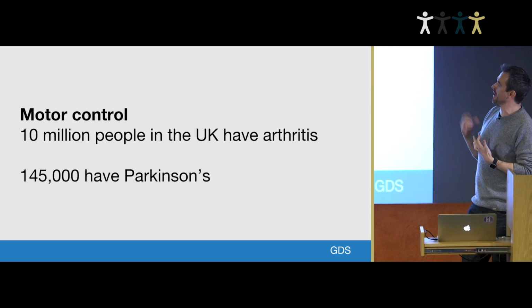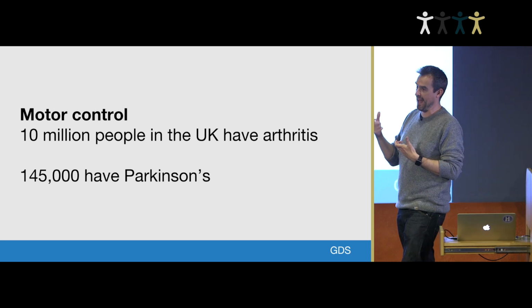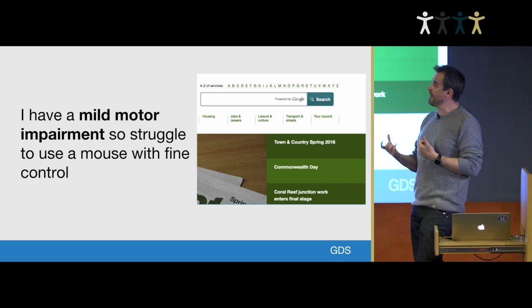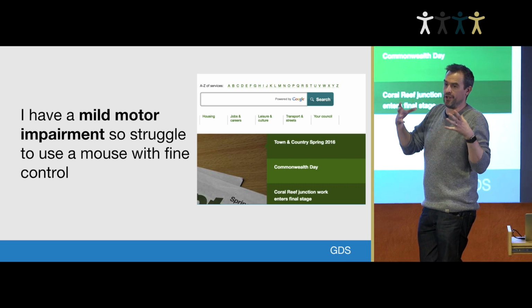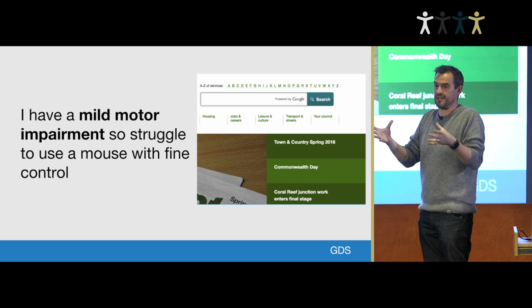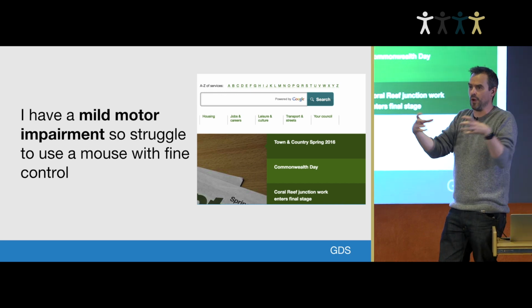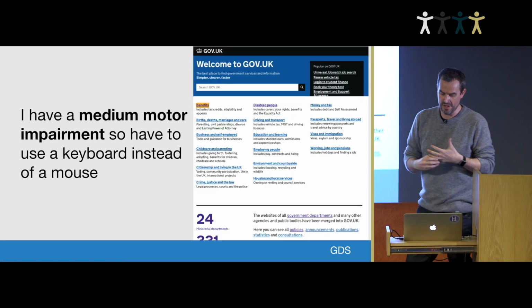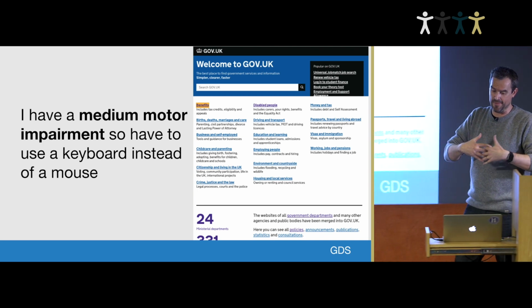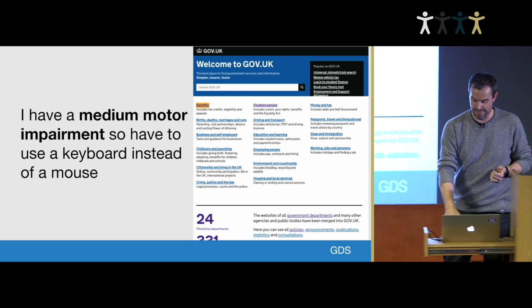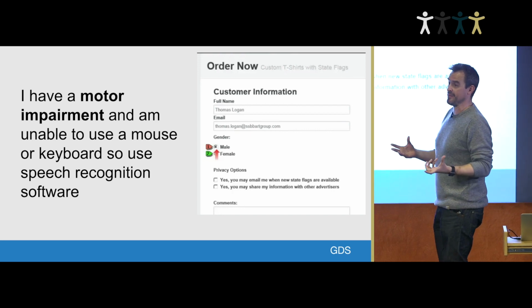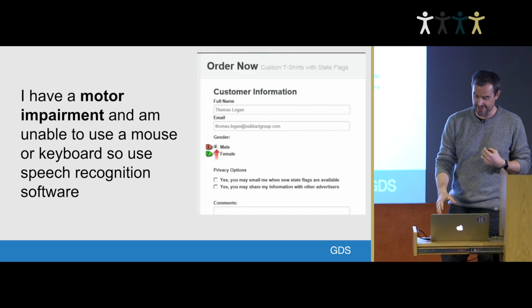Looking at motor control, there are 10 million people in the UK that have arthritis, 145,000 people that have Parkinson's. So there will be people that have mild motor impairments that will struggle to use a mouse and may struggle to use an interface where links and things are really small and close together. There'll be lots of people that have to use a keyboard instead of a mouse, perhaps have to use a virtual keyboard. There'll be people that have a motor impairment and can't use a mouse or a keyboard and need to use speech recognition software.